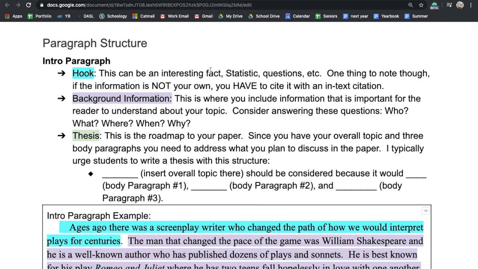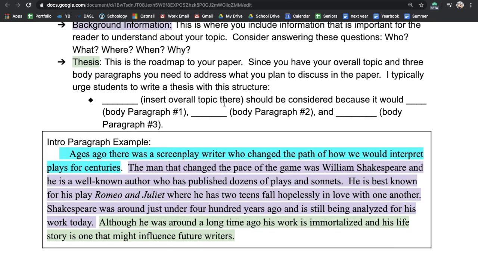So this could be an interesting fact, a statistic, maybe you can ask a question. There's several other things that you can include for it. So one thing to note though is, if the information is not your own, you have to cite it with an in-text citation. Meaning that if you read something or it's a specific date or a specific number or it's not your own or you paraphrase it, you have to do it with an in-text citation or else it's plagiarism.